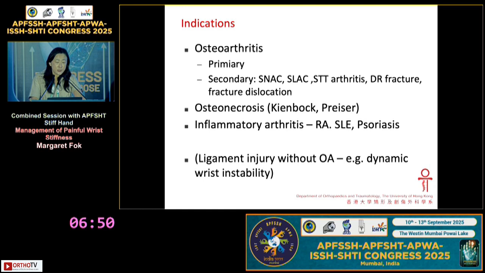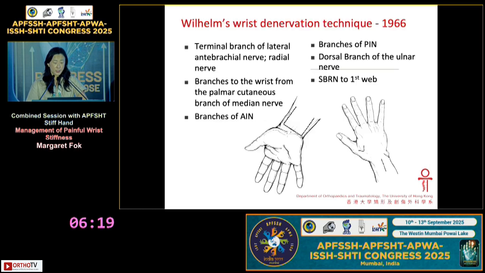So for the indications, we think that it is most likely osteoarthritis, whether it's primary or secondary, osteonecrosis like Kienbock's disease or Preiser's disease, or inflammatory arthritis like rheumatoid arthritis, SLE, and psoriasis. We can also think about ligament injury without osteoarthritis, but for most of them, I wouldn't use it as the primary procedure. I would use it as more of an adjunct procedure. So in ligament reconstruction or repair, I will use wrist denervation at the same time to improve the outcome.